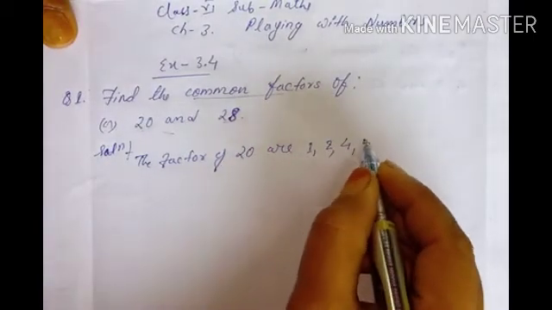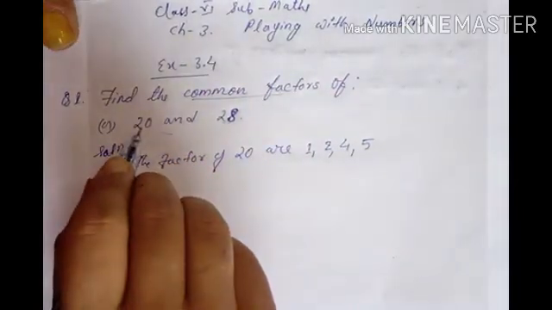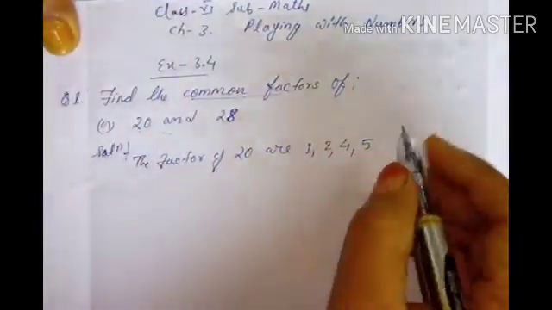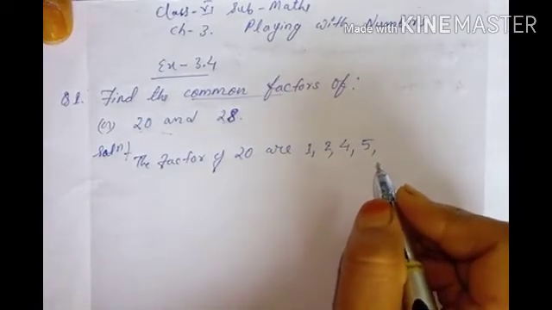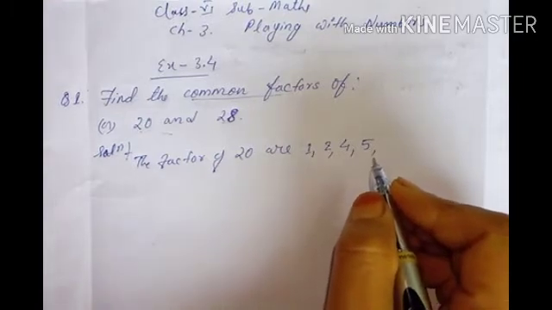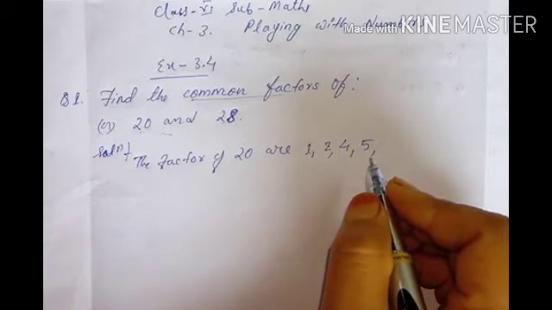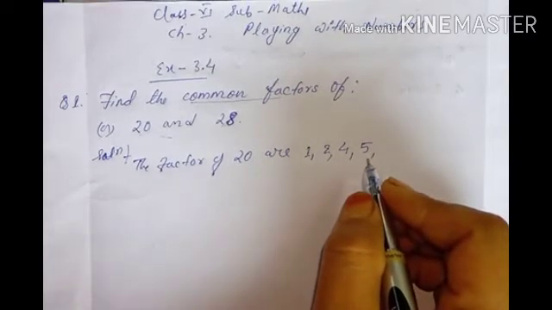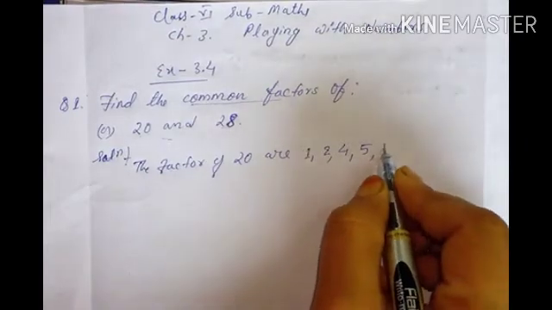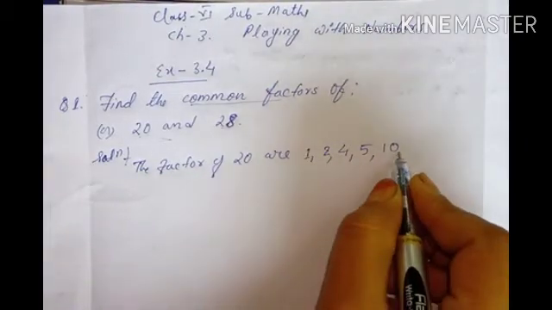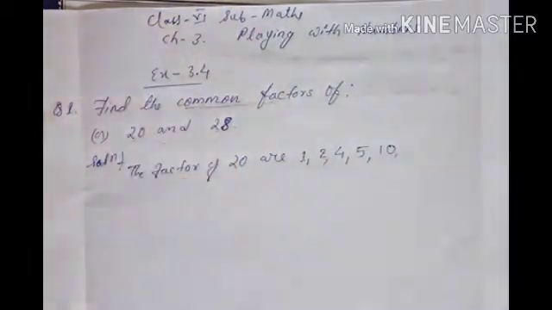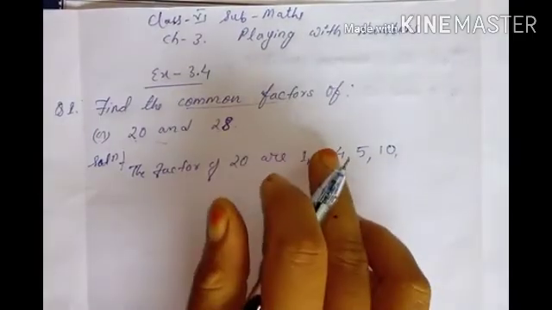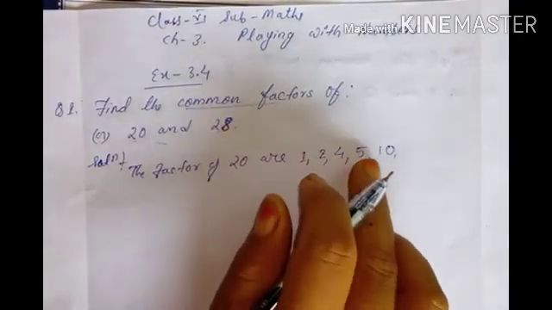Now 5 is also a factor of 20, isn't it? Because 5 fours are 20. Now is 6 a factor of 20? No, because 20 is not in the 6 table. Next 7 is not there, 8 is also not there, and 9 is also not there. Now 10, yes, 10 is there, because 10 twos are 20. Is there any other number which will be a factor of 20? No, only these are the factors of 20: 1, 2, 4, 5, 10 and 20.